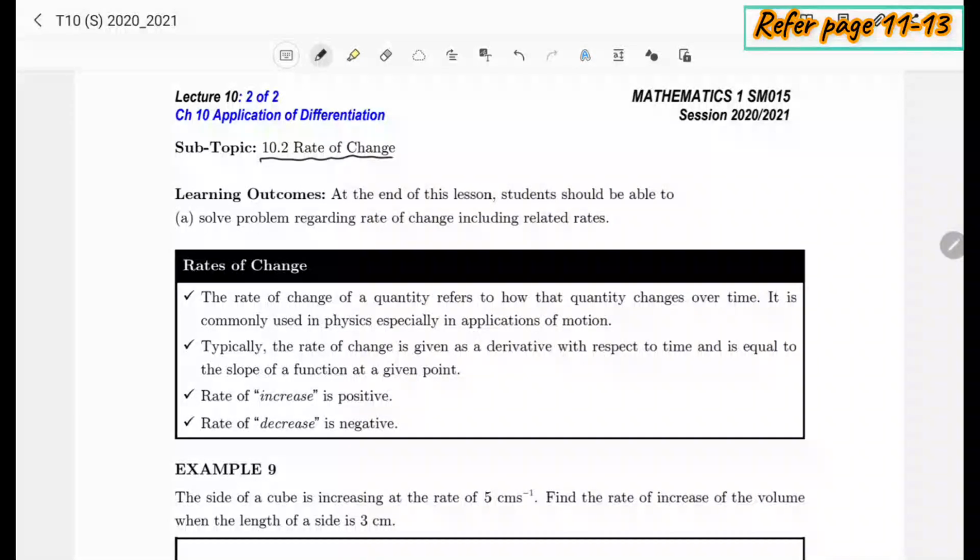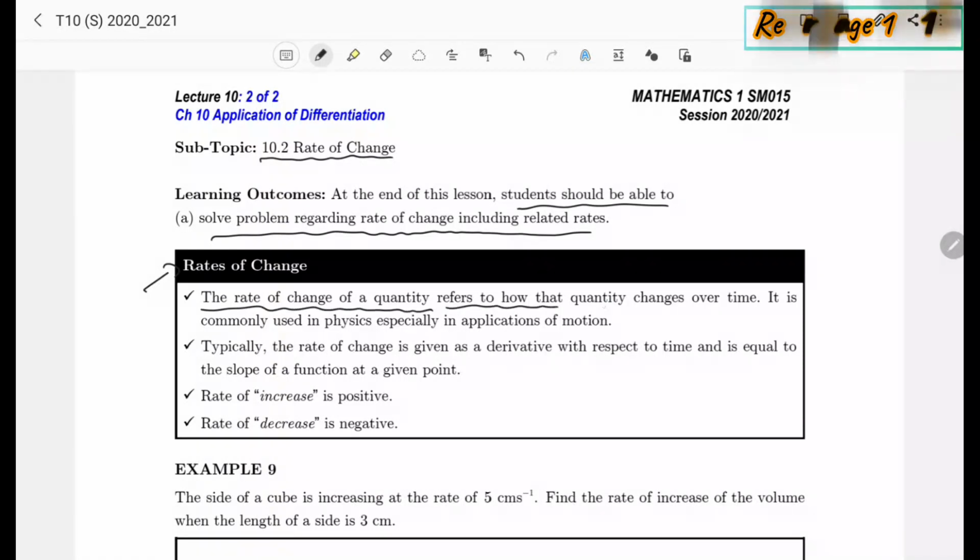Rate of change. Students should be able to solve problems regarding rate of change, including related rates. Right, what do we mean by rates of change? So rate of change of a quantity refers to how the quantity changes over time. So meaning this is with respect to t. So rate of increase will be positive, rate of decrease will be negative value.